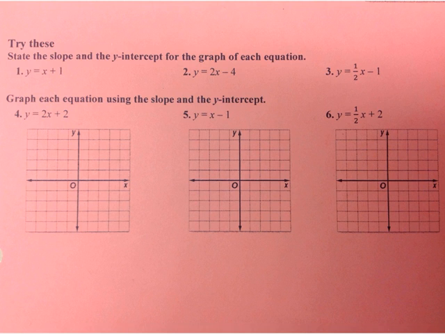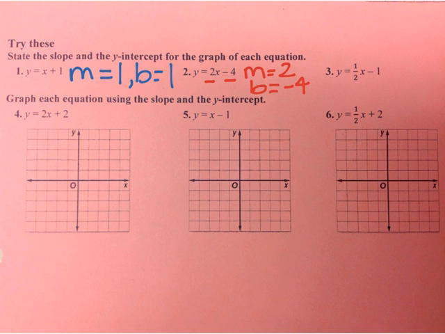Okay, so the next part says to state the slope and the y-intercept for the graph of each equation. So we can do that easily. Remember we said that we're going to look for the number in front of our x value. So our slope is going to be 1, and our b value, which is our y-intercept, is going to be +1. Alright, number 2. Our slope is the number that's going to be before our x value. It's going to be equal to 2. And then our y-intercept, which is b, in this case, is going to be -4.